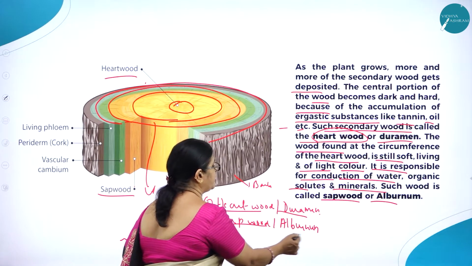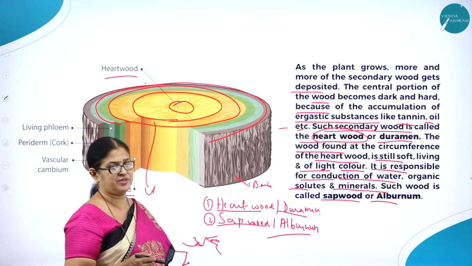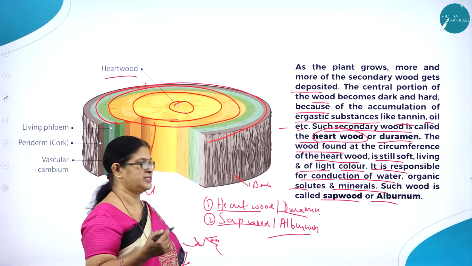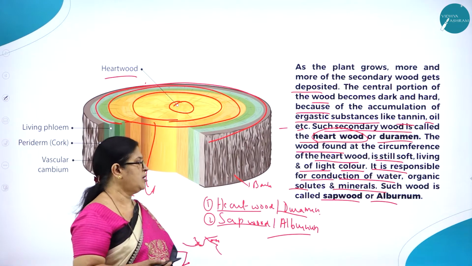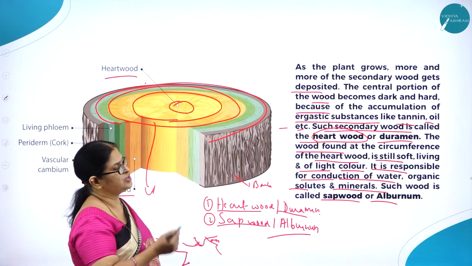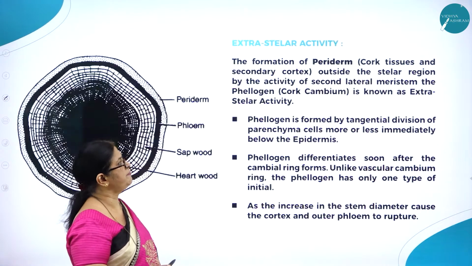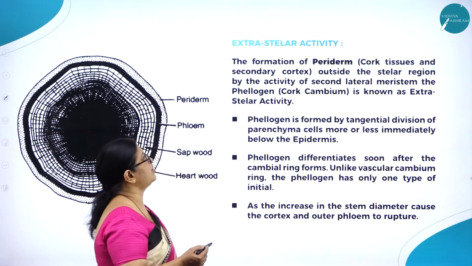So this is a very important concept which is asked for 2 marks differences. Differentiate between heartwood and sapwood, or early wood and late wood, or spring wood and autumn wood, or duramen and alburnum. So this is usually asked in the examination. Then let us move on to the next.